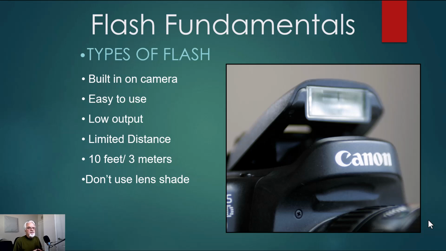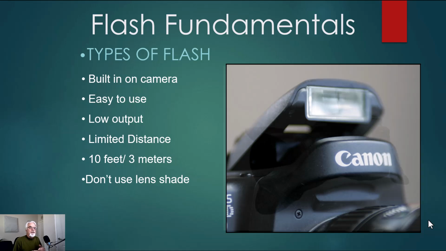The disadvantage of a pop-up flash is they're very low in power. That means the distance that it can send light is going to be very short. And in this case, again, an older Canon camera, it basically said it can send light about 10 feet. And as such, that's not very far. But it'll help in situations where you're in a bind and you need a little extra light. The other thing you do not want to do when you're using a pop-up flash is have a big lens shade on there.